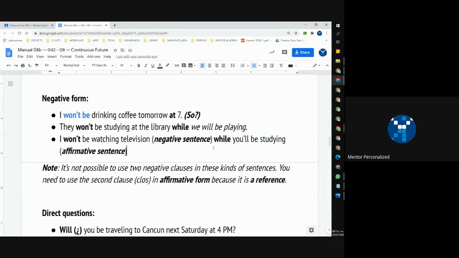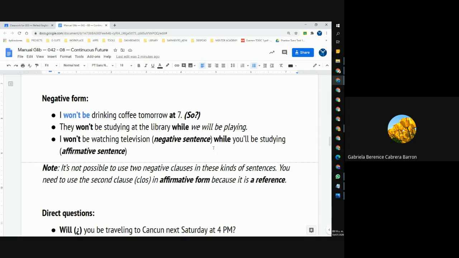Number 2. They won't be studying at the library while we will be playing. Very good. So, they will be taking a shower. Repeat, they will be taking a shower. They will be taking a shower. Okay, number 3.